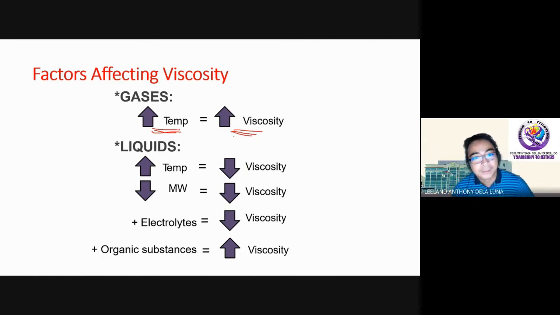Okay? Baka isipin nyo, sir, di ba dapat mas mababang temperature kasi mas nagiging liquid siya? Not necessarily, kasi kahit liquid yan, may flow. Pag liquid na ang gas, class, ito na yung susundin niyang properties. Okay? Pero as gas in a gaseous state, as you increase temperature, meaning pinapainit mo yung gas, mas lumalakas yung kanyang viscosity because of the increase in kinetic energy.